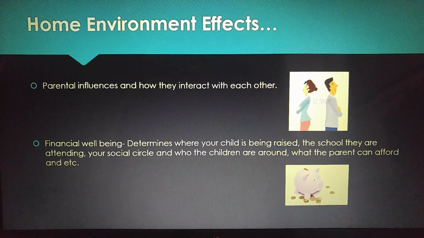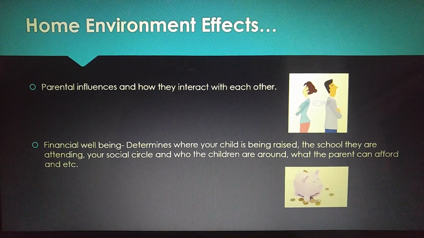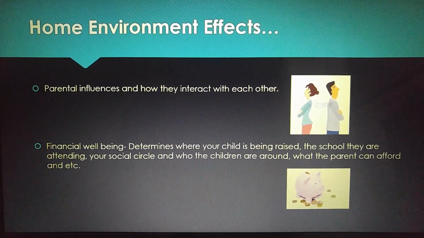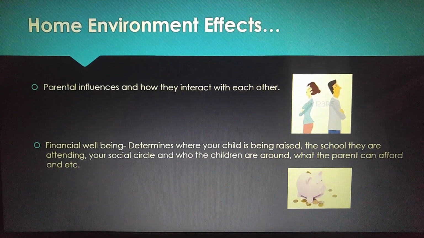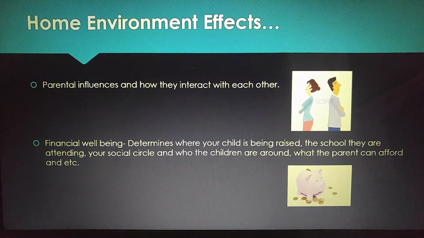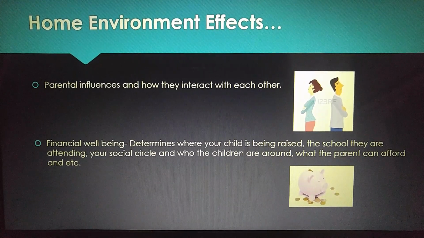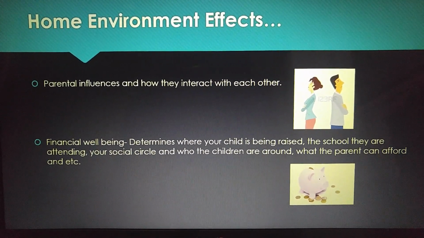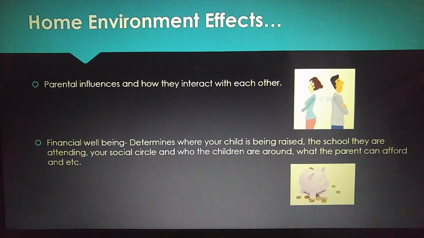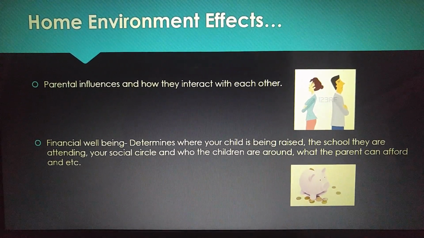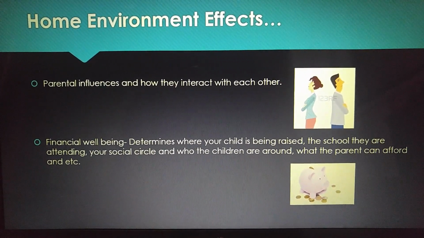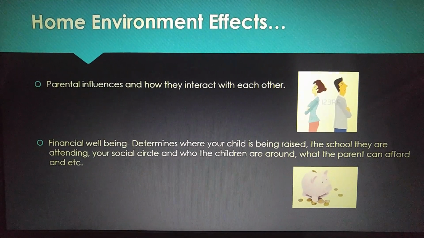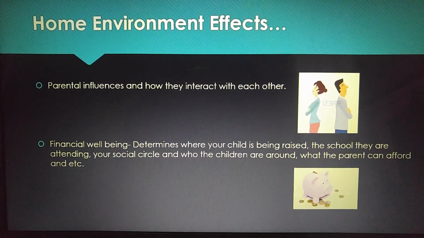Another important role under the home environment effects would be the financial well-being of the parents. This determines where your child is going to be raised, the school they are attending, your social circle and who the children are around, what the parent can afford, etc. So a child living in poverty, for example, if the parent doesn't make much money and they're in a more poverty-induced area, this can cause different effects versus a child who has more of a necessity and their parents have more lucrative income. As well as, certain areas will bring around a certain social circle. So if you live in a more impoverished area, you are around other children that are more impoverished and have the same effects, a little bit more negative impact.